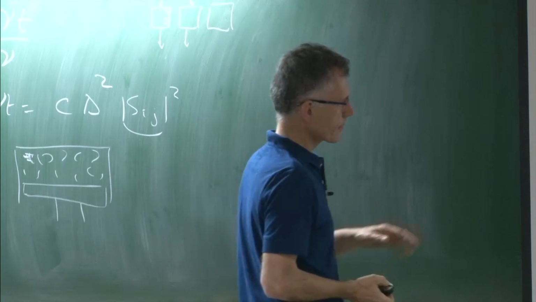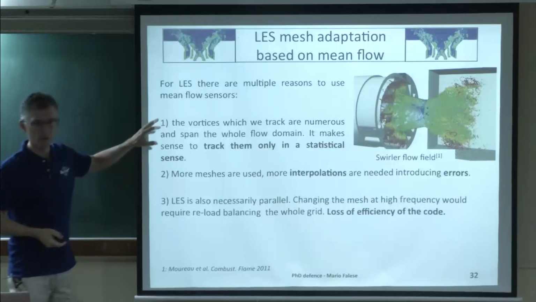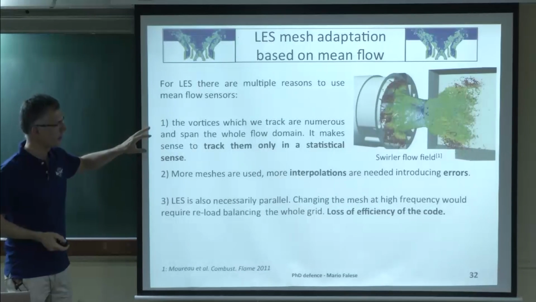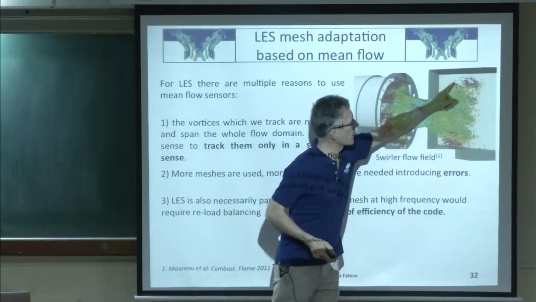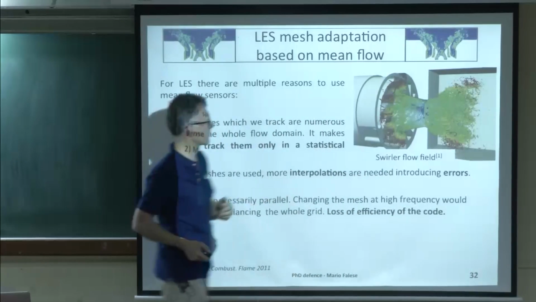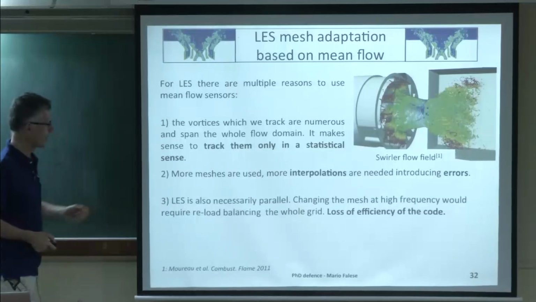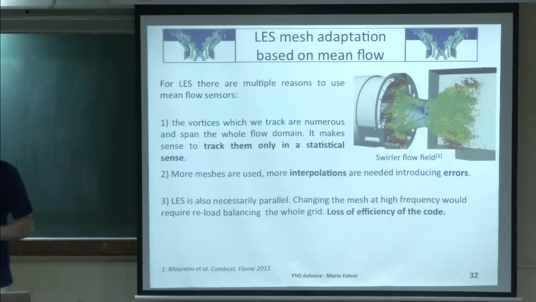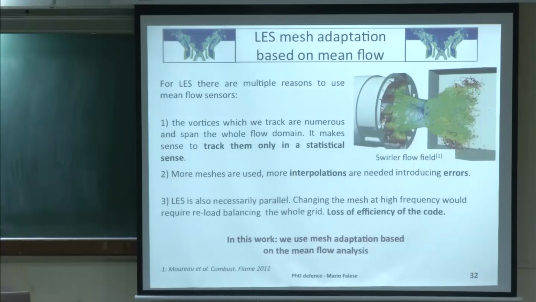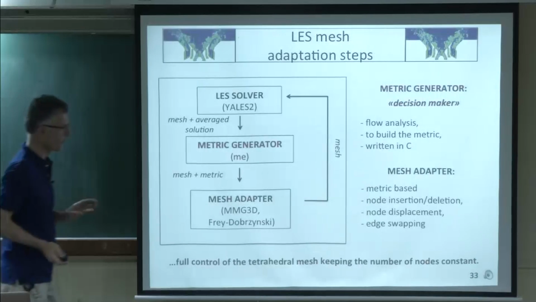So, as I said, there are too many vortices here to track them one by one. You look here at this simulation, you can see, you're not going to try to capture each vortex here. I mean, it's just going to be too much. And as I said, the polarization is a big issue. If you don't want to have a lot of work in terms of load balancing, you should start with the mean flow. So we'll use only mesh adaptation based on the mean flow.